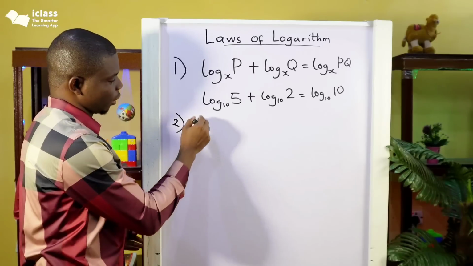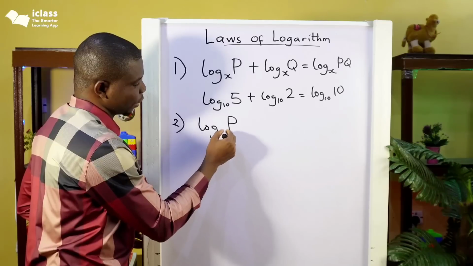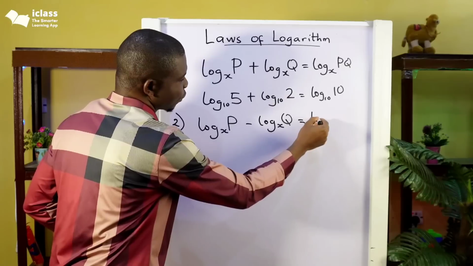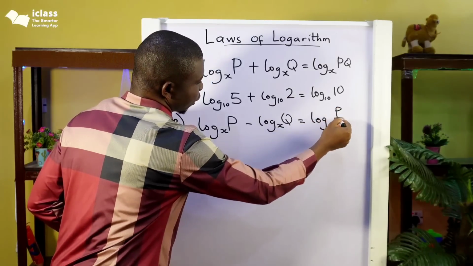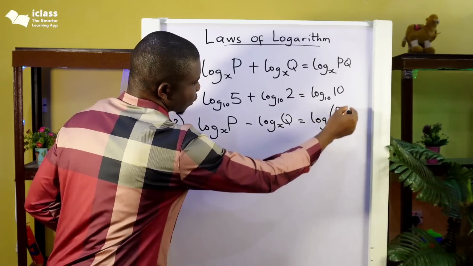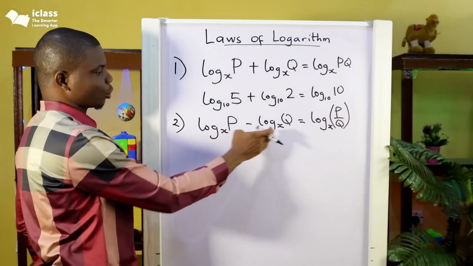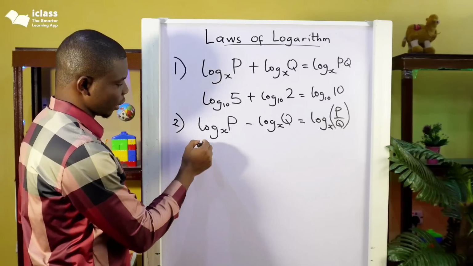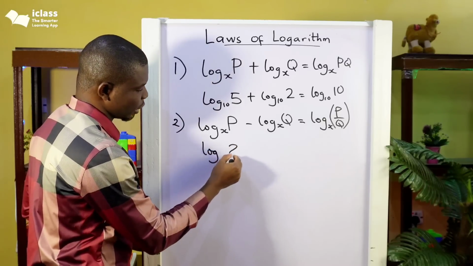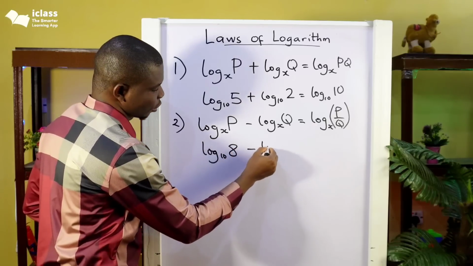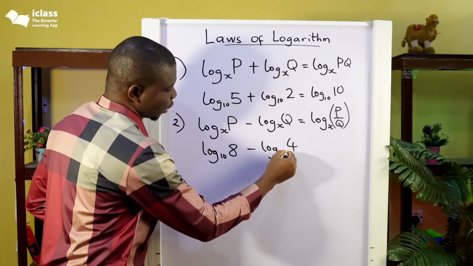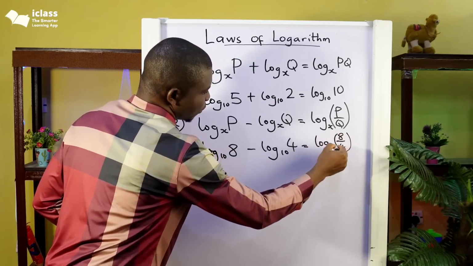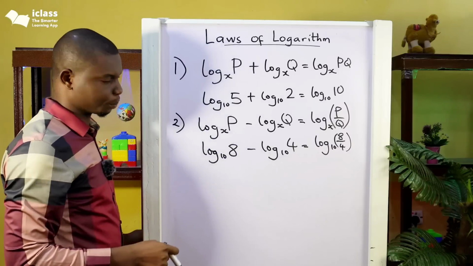Number 2, if we have log p base x minus log q base x, this is going to give us log p over q base x. All right? So if you are subtracting logarithm of the same base, you divide the argument. You understand? We can give another example. Say log 8 base 10 minus log 4 base 10. This is going to give us log 8 divided by 4 base 10, which is log 2 base 10.